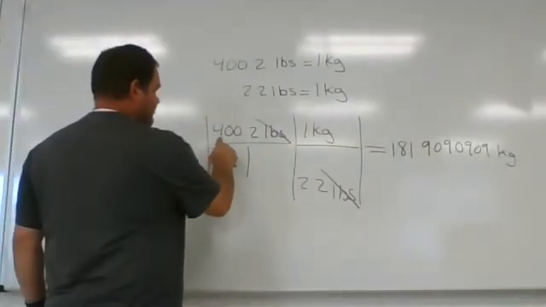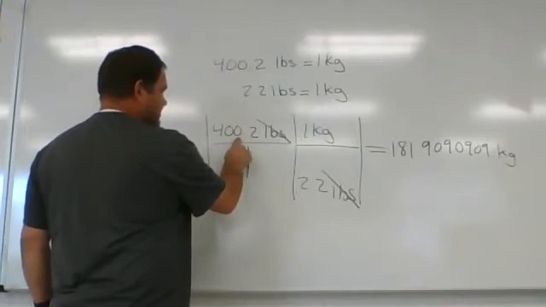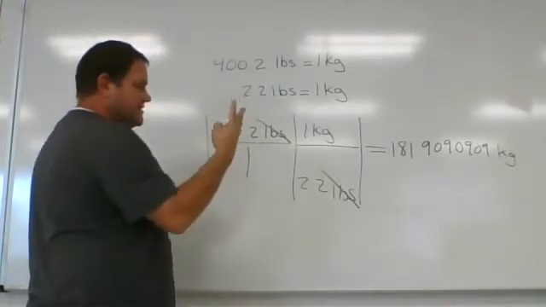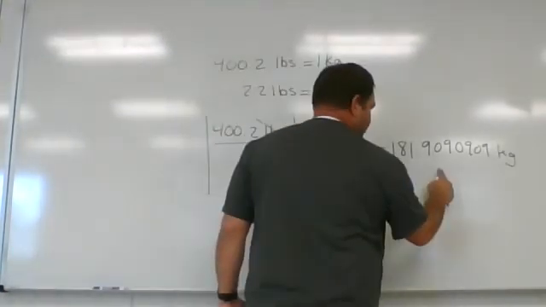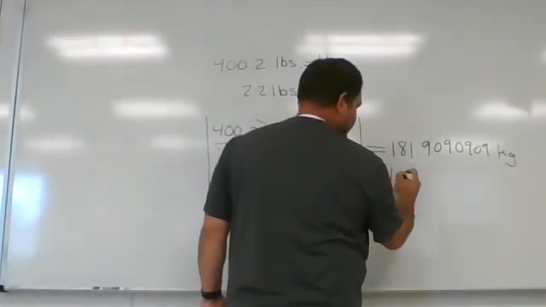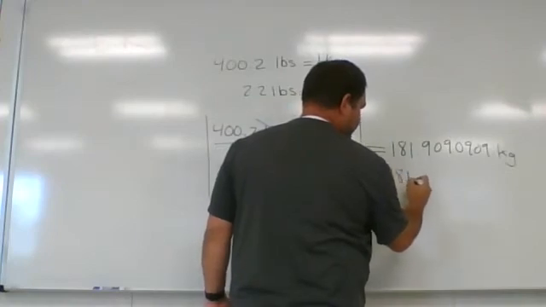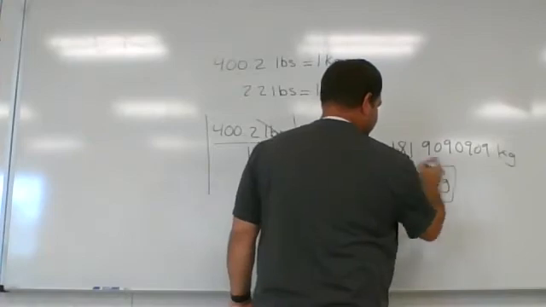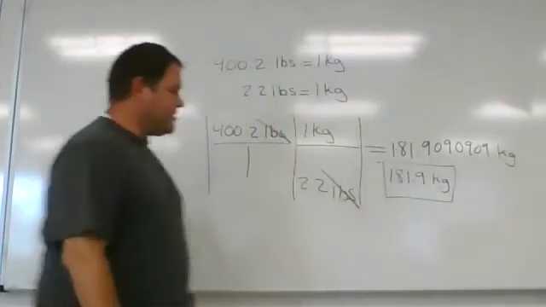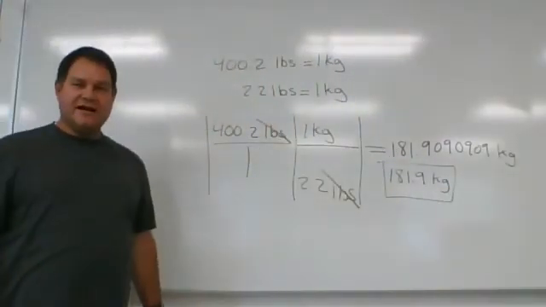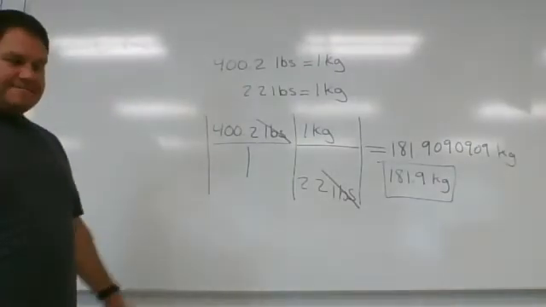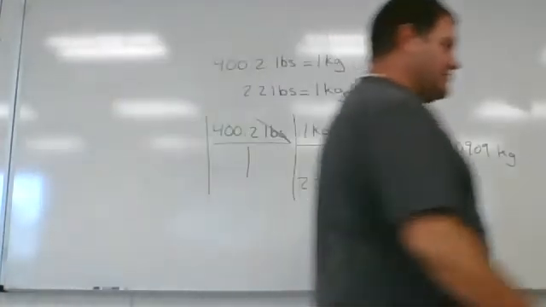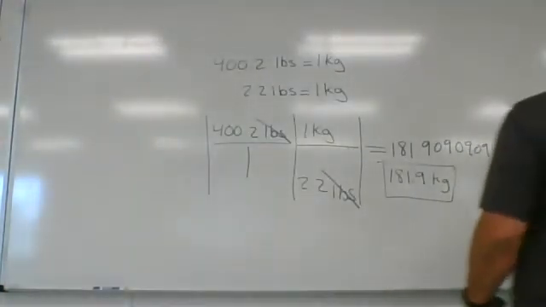All right, so now I got to deal with the significant digits. I'm starting out with 1. Those zeros are significant because they're sandwiched. So 1, 2, 3, 4 significant figures. I can have 4 significant figures here. So my final answer is 181.9 kilograms. Box my answer, and I'm good to go. 181.9 kilograms. All right. Hopefully, so far so good. All right, let's erase that and let's do another one.